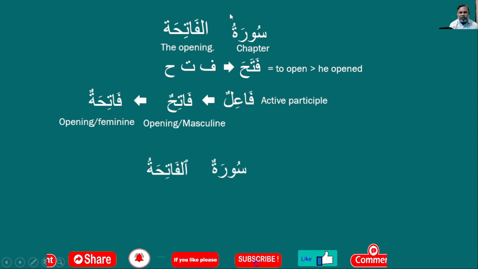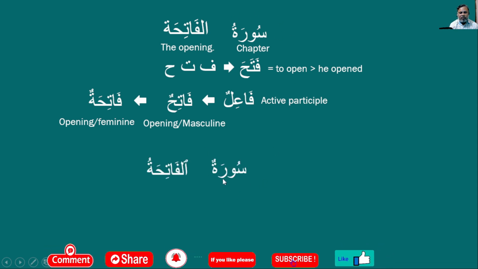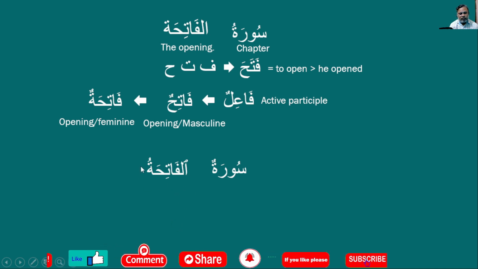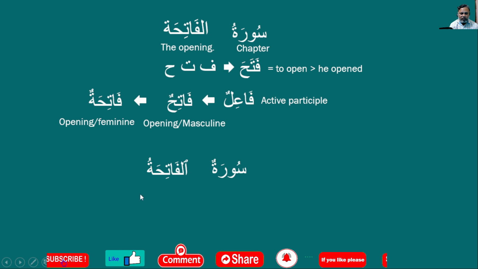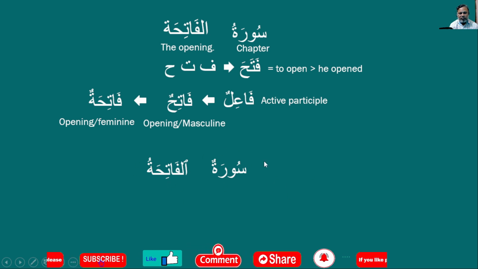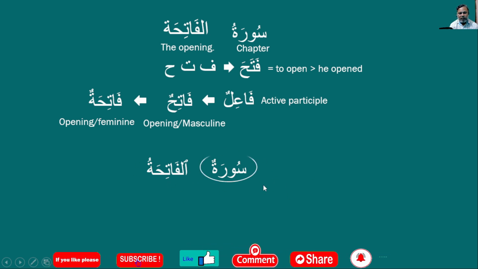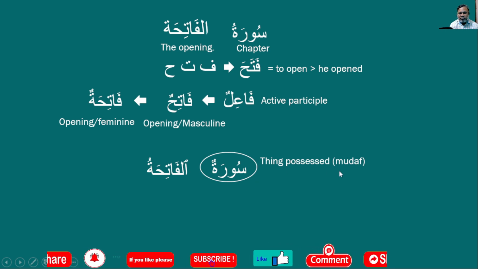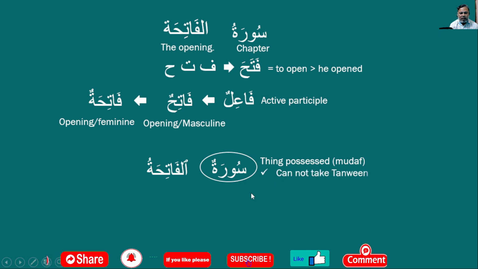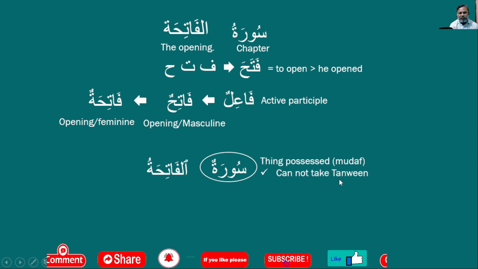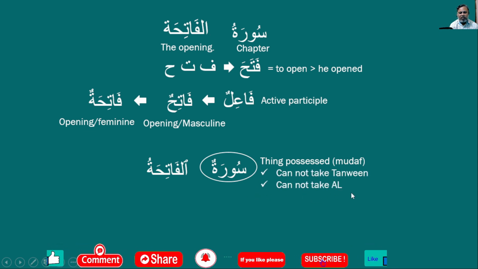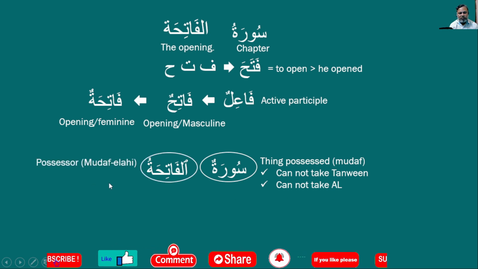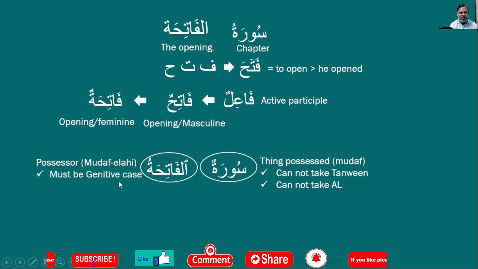Now, this word before was Suratun, and this word was before Al-Fatihatu. But when we want to connect these 2 words, there will be some changes. So Suratun is the mudaf, the thing possessed, and this word cannot take tanwin. It also cannot take al. And Al-Fatihatu is the mudaf ilayhi, the possessor, and the possessor must be in the genitive case.